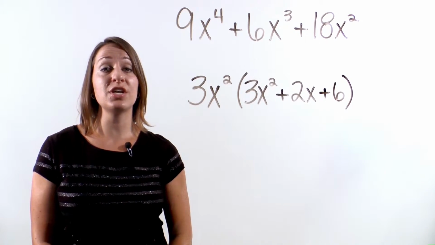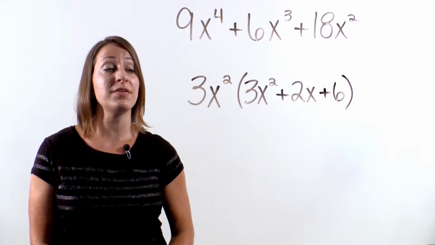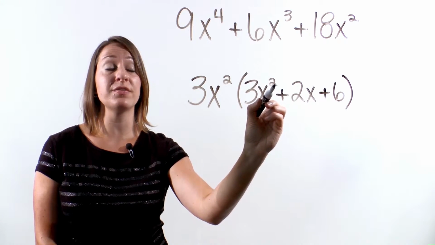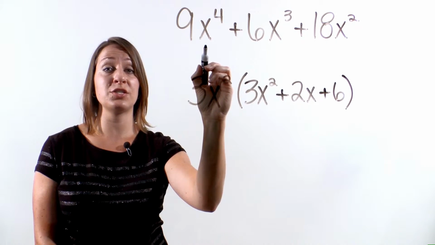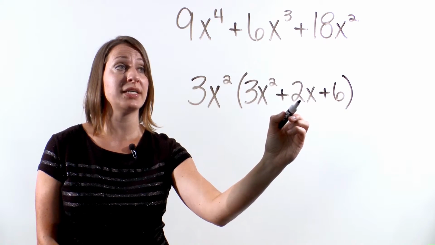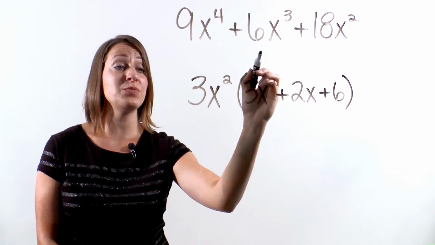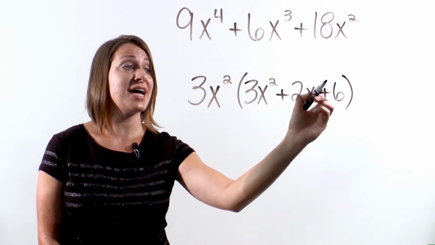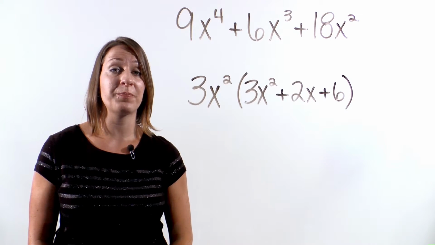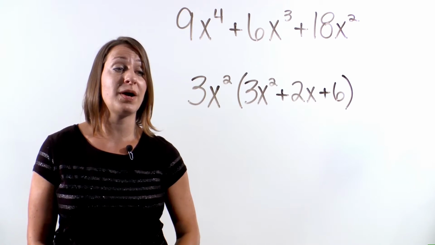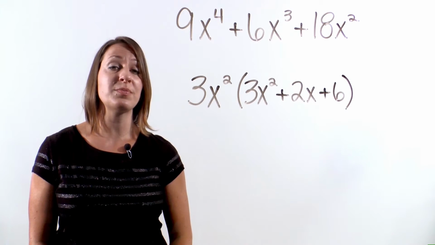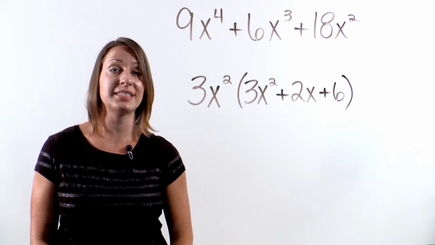And I encourage you to check this answer by multiplying it back out. If we multiply 3x squared times 3x squared, we have our 9x to the 4th. 3x squared times positive 2x is our 6x cubed. 3x squared times positive 6 is our positive 18x squared. So the final answer to this problem is 3x squared times 3x squared plus 2x plus 6.